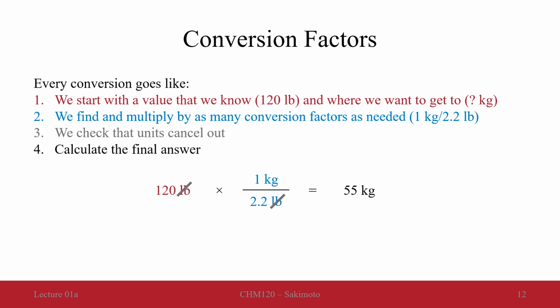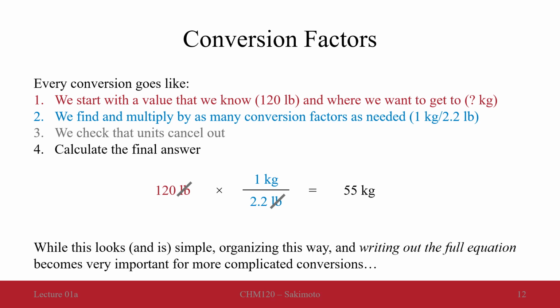I can see that in my final answer, I have 120 divided by 2.2 times 1 kilogram. I have one remaining unit left, kilogram. I've divided out all the pounds unit, giving me some assurance that I indeed should have divided by 2.2 as opposed to multiplying by 2.2.